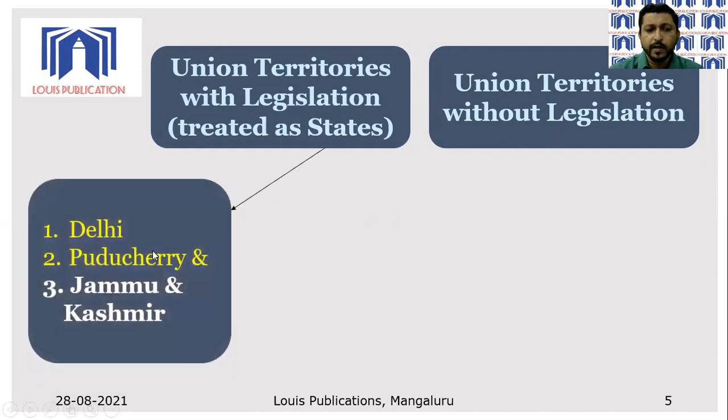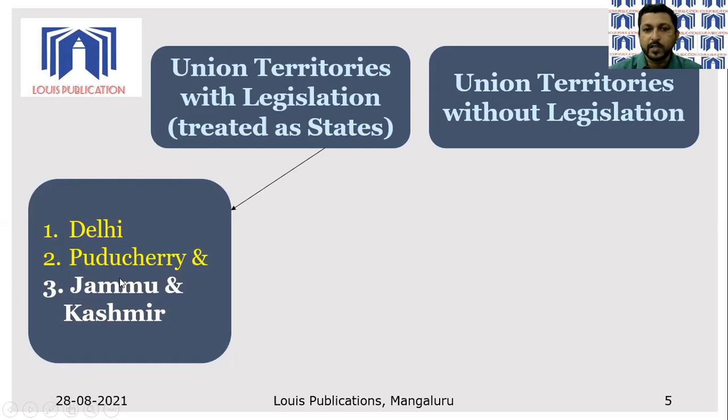So examples, Delhi, Puducherry, and also I mentioned about Jammu and Kashmir. So there is a legislation as far as Jammu and Kashmir is concerned. But now, as per that bill of 2019, it is a reorganization bill. Jammu and Kashmir has now become a union territory, but there is a legislation in place. But at present, there is no government in Jammu and Kashmir right now. It is directly under the administration of the central government.